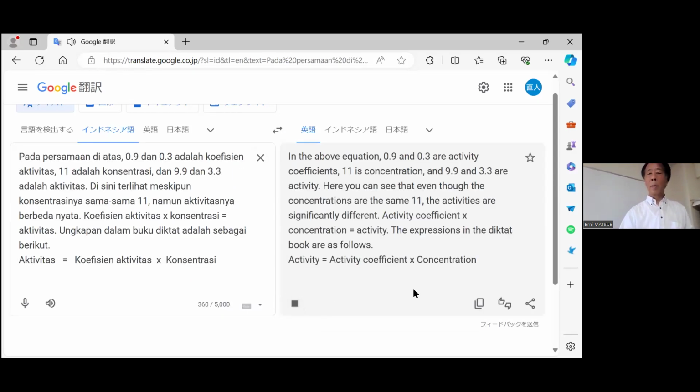In the above equation, 0.9 and 0.3 are activity coefficients, 11 is concentration, and 9.9 and 3.3 are activity. Here you can see that even though the concentrations are the same, 11, the activities are significantly different. Activity coefficient x concentration equals activity. The expression in the diktat book is as follows: activity equals activity coefficient x concentration.